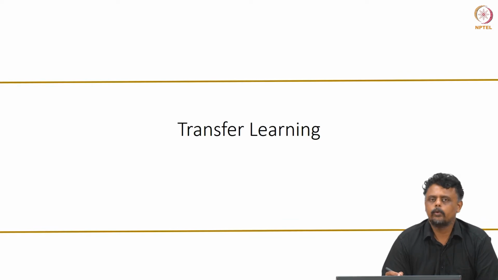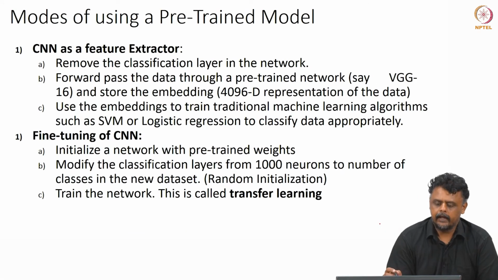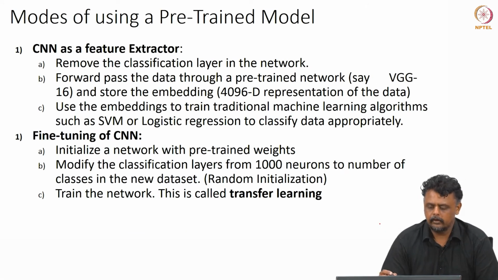In this video, we will look at transfer learning, one of the strategies used for training deep neural networks when the number of data points available for training for the particular task that you are interested in is very low. So, the idea here is to use what we can refer to as a pre-trained model.